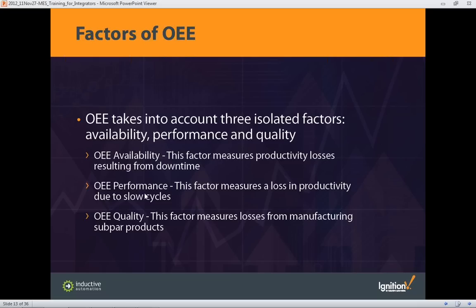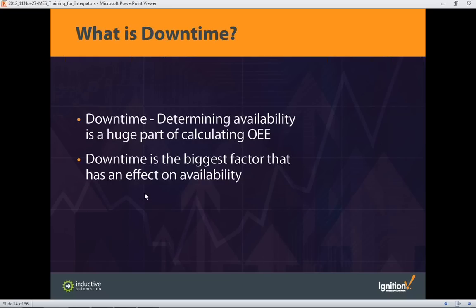And then the third one's quality. So if you have a certain portion of your material that is subpar, you're not being as efficient as you can be. And quality is kind of a double-edged sword, because you either have to rework the off-quality product, or you are throwing it away. Either way, it's affecting your bottom line.